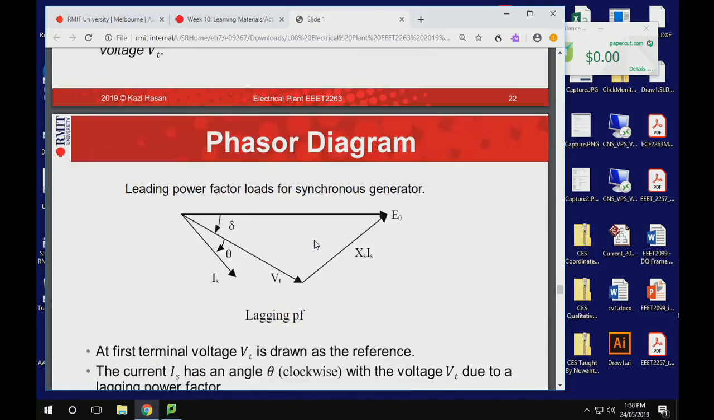So if you look at the phasor diagram, you have the terminal voltage. That's the voltage at the terminal of the synchronous generator, and this is the E. That's the excitation voltage. That's like the back EMF.